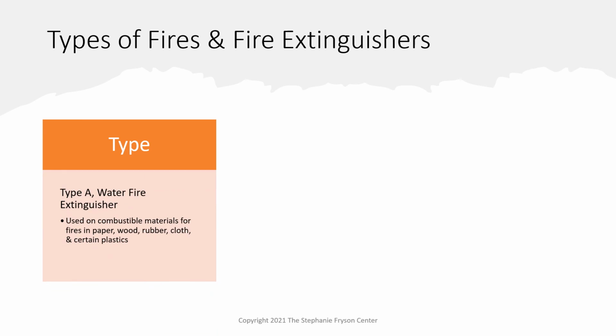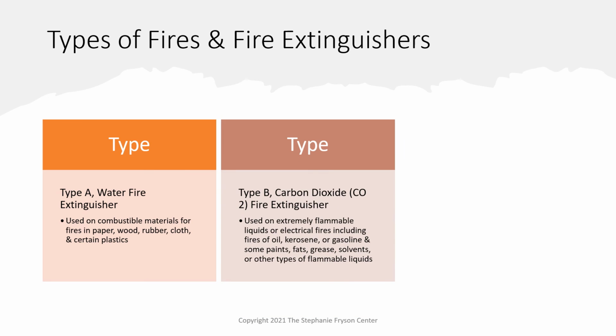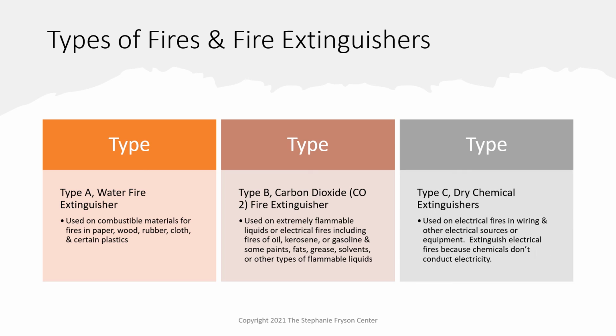Types of fire extinguishers. There's type A, which is for water and is used on combustible materials. There's type B, which is for carbon dioxide, and it's used for extremely flammable liquids. There's type C, which is for dry chemicals. It's used on electrical fires and wiring.